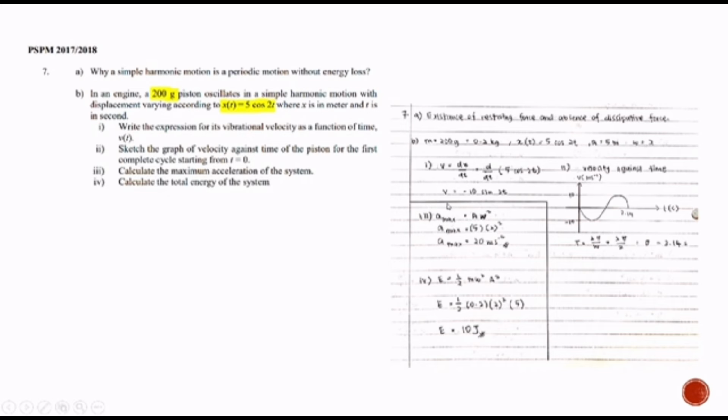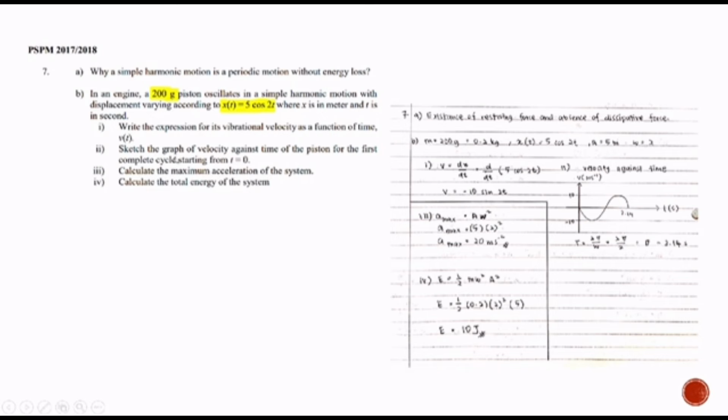So we take out the information, with this mass 200 gram, 0.2 kilogram, and x(t) equal to 5 cos 2t. So we get A equal to 5 meter and omega equal to 2. So question 1, write the expression for its vibrational velocity as a function of time v(t). So v equal to dx over dt. So we substitute the value of x. So we get negative 10 sin 2t.